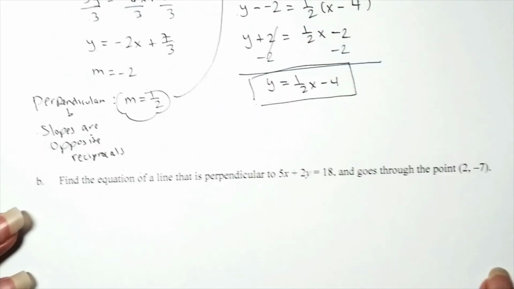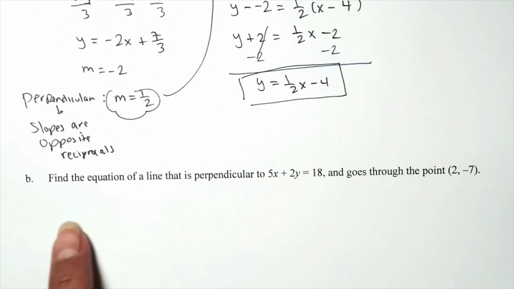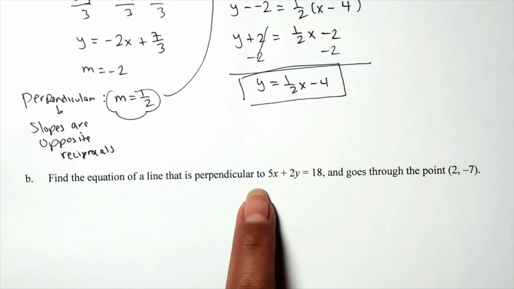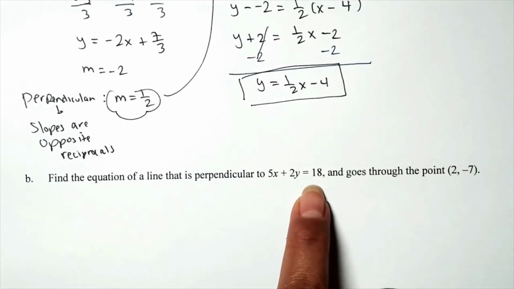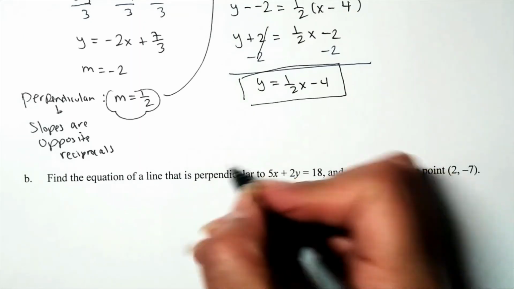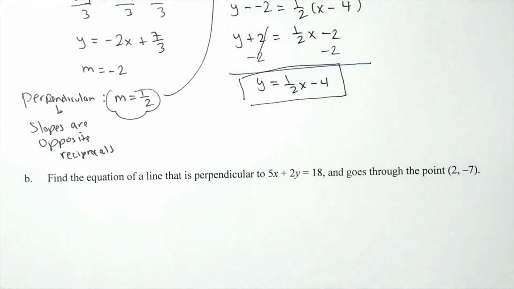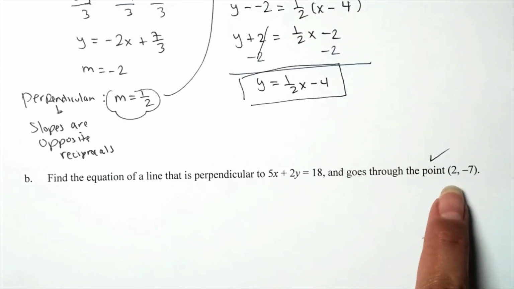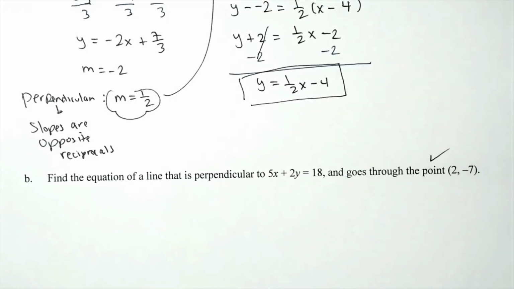Okay, all right, for the grand finale, find the equation of a line that is perpendicular to 5x plus 2y equals 18 and goes through the point (2, -7). Okay, so our lines need to be perpendicular. To find the equation of a line, we need a point and we need a slope. The point we have, the slope we do not, but they give us clues.